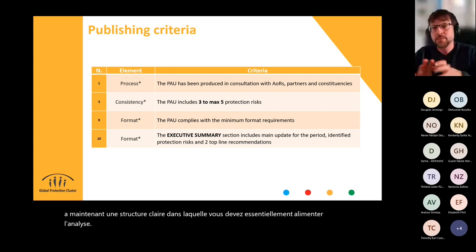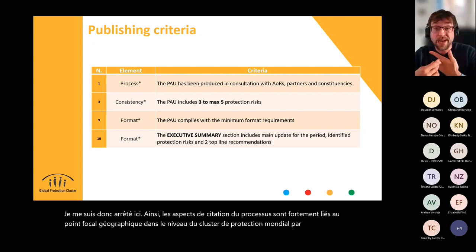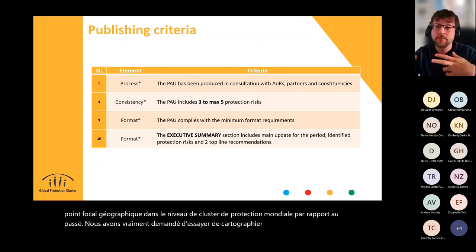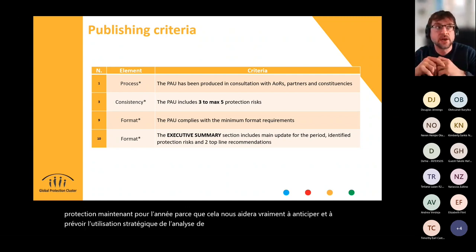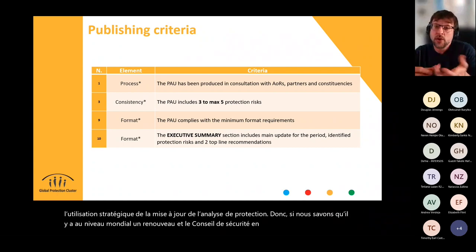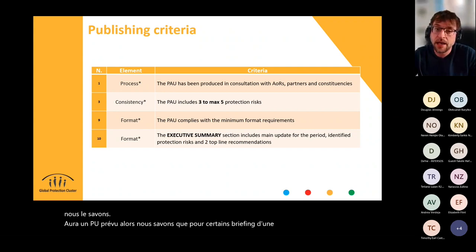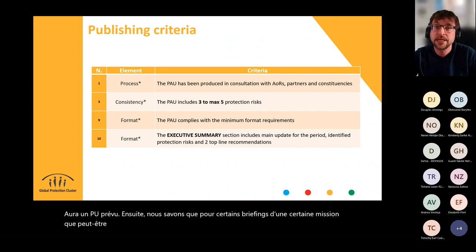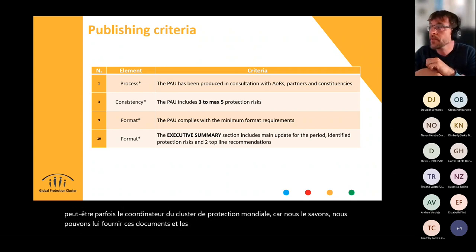So I stop here. The core aspects of the process are a strong connection with the geographical focal point at the level of the Global Protection Cluster. Compared to the past, we really ask you to map out the protection analysis updates for the year, because that will really help us with anticipation and with foreseeing strategic use of the protection analysis update. So if we know that there is a global-level renewal of some mandate in the Security Council in July, and we know that you have a planned PAU, then for certain briefings or certain missions that the Global Protection Cluster coordinator has, we can provide the documents to him and attach them to different actions that the Global Protection Cluster is doing.